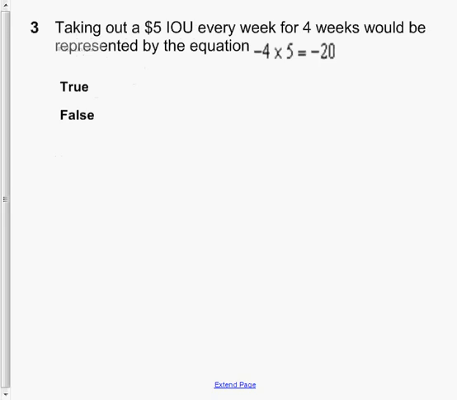Question 3, taking out a $5 IOU every week for 4 weeks would be represented by the equation, excuse me, negative 4 times 5. The answer is false. 4 weeks of owing $5 equals negative 20 is a proper expression. I've kind of reversed the negative sign. It's not a negative 4 weeks, it's 4 weeks. It's not a positive IOU of 5, it's a negative 5. So the better expression would be 4 times negative 5 equals negative 20. About a quarter of the class got that one wrong.